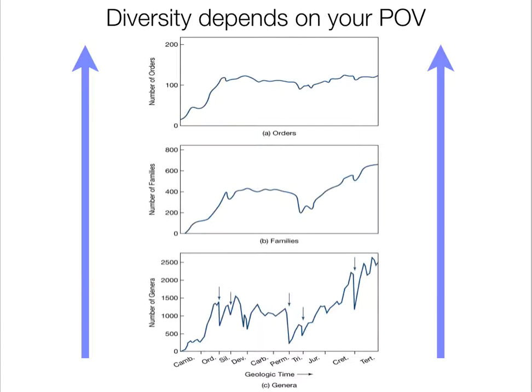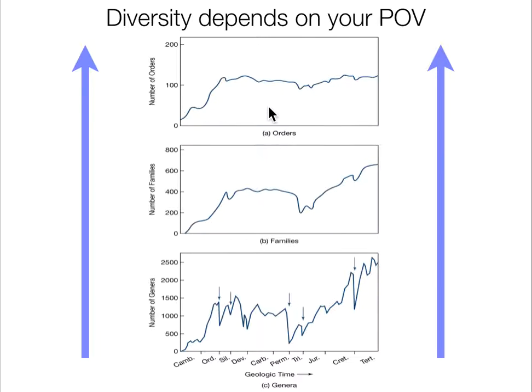So another important point here is that diversity depends on your point of view. Here we see the generic level curve. Again, the little arrows are showing our big 5 mass extinctions. But if we move up to families, much of the signal in this curve goes away. We still see the End Ordovician. The End Devonian sort of disappears. The PT, the Triassic-Jurassic, and the KPG are still visible.